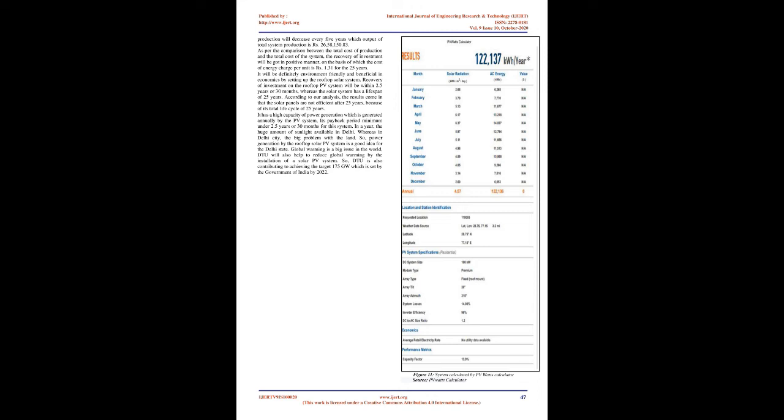The Government of India was giving a subsidy for the installation of rooftop solar PV systems which was up to 30%. Now the government has increased it, and in the case of special category states it is up to 70%.